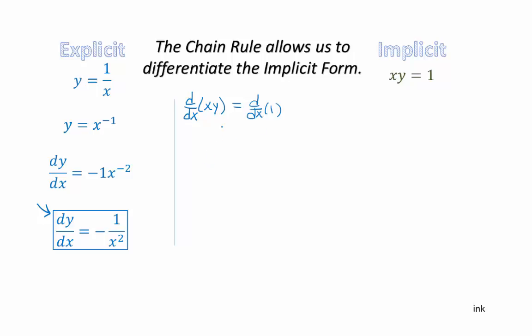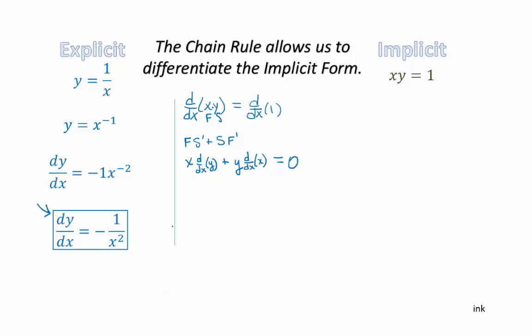When I take this derivative of x times y, it's a product rule, correct? What's the first function? x, and the second function is y, right? So I'm going to have the first times the derivative of the second plus the second times the derivative of the first. So the first function x, we're going to multiply that times the derivative of y, the second function, plus the second function y, and we're going to multiply that times the derivative of x. And what's the derivative of 1? 0. Derivative of a constant is 0.